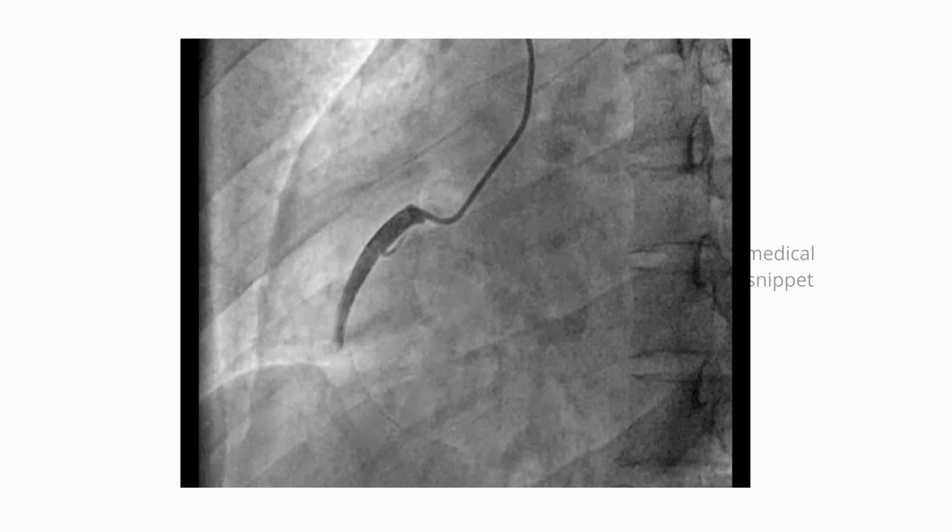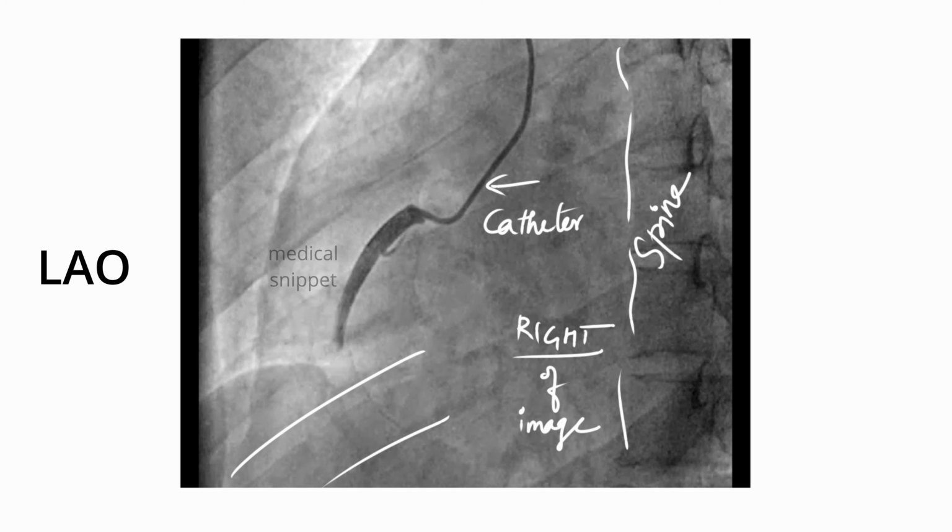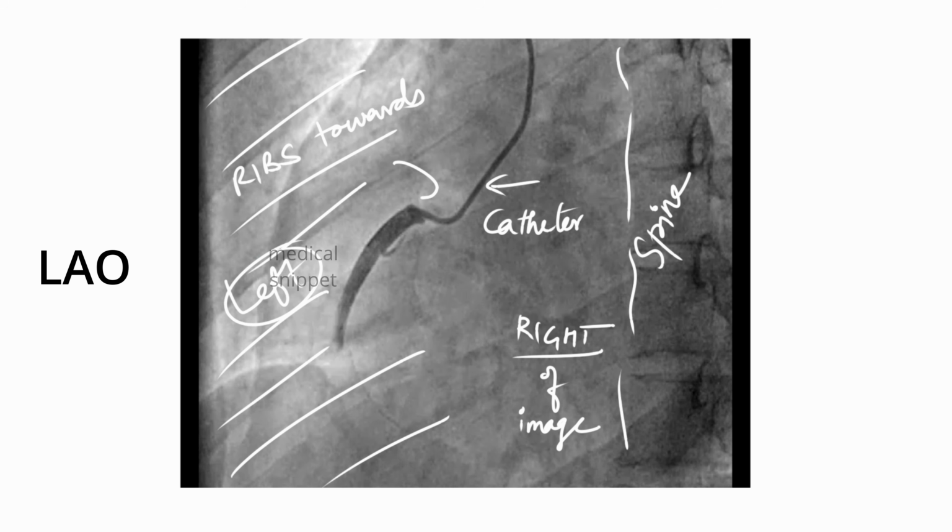Next comes how to find the views from the coronary angio videos. In LAO, the spine and catheter are to the opposite side, that is right side of the image. Other way is to see the ribs. If they are directed towards the left side of the film, it is LAO. And if you can hold the catheter tip with the left hand, it is LAO.